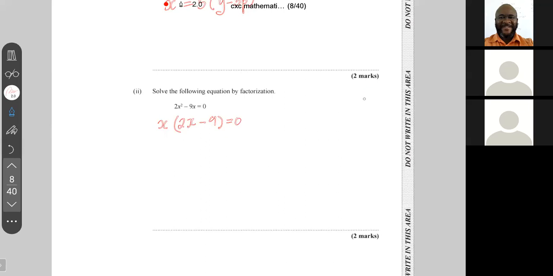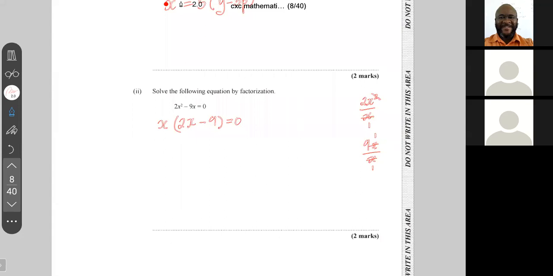So this is what I just did. I had 2x squared and I divided it by x. So x at the bottom cancels one of the x at the top, leaving 2x. Then I have 9x and I was dividing it by x. x cancels x, leaving 9. So now what I have is x multiplied by 2x minus 9 is equal to 0.